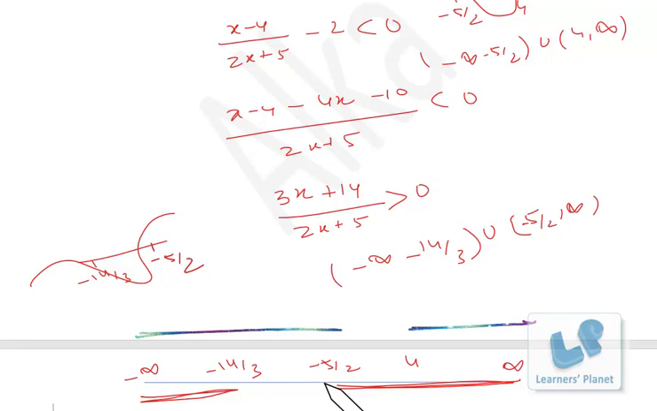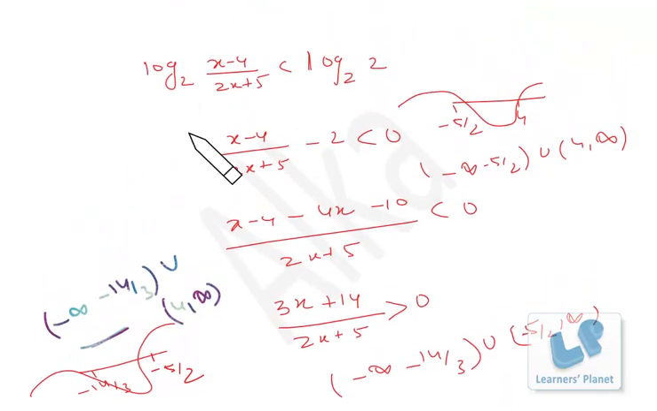Right? No, I'm sorry, minus infinity to minus 14 by 3. So the favorable range is minus infinity to minus 14 by 3, union 4 to infinity. Okay, so this is your final answer. So this is the answer when we are solving this inequality.